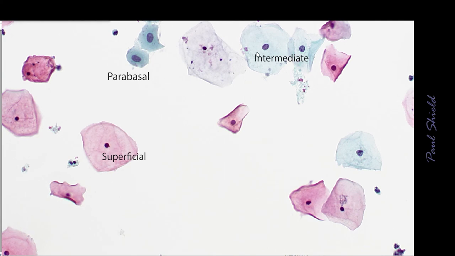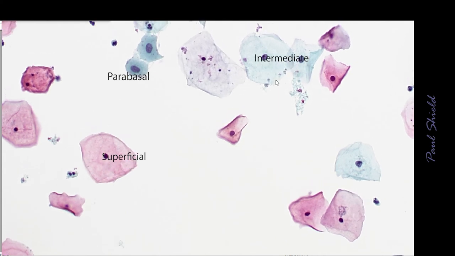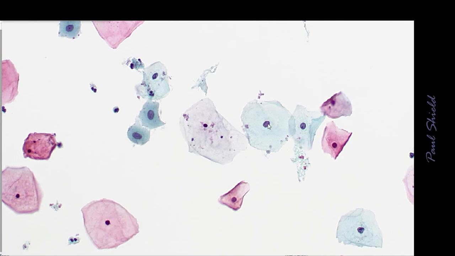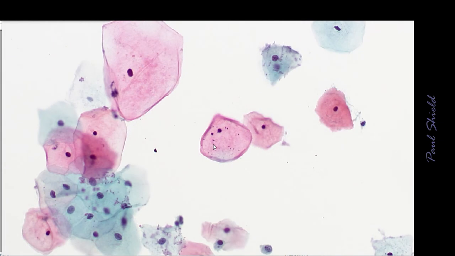This is an intermediate cell, same size, but it has a slightly larger nucleus that has more open chromatin, and so it has just a slightly higher NC ratio than these two here, which are quite a bit smaller, are parabasal cells.